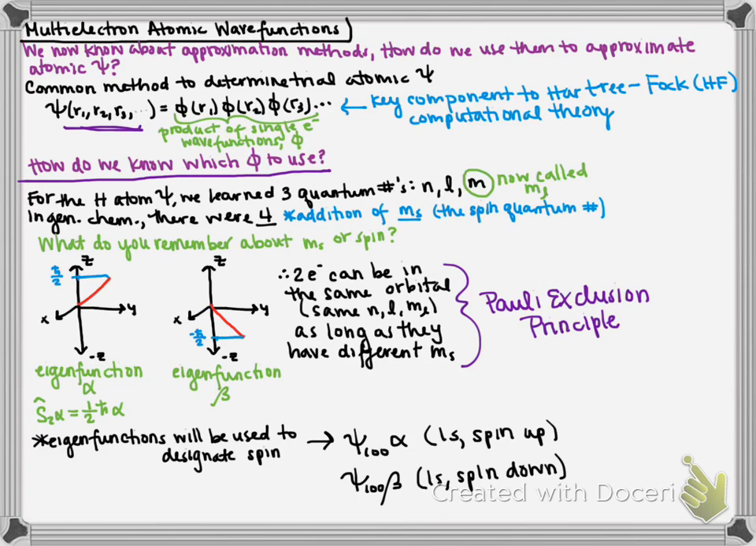Therefore, if we have a 1s electron that is spin up, like this one, we would call that psi 100, so this would be our 1s hydrogen atom wave function times alpha. That would be a 1s spin up electron, whereas below that we have psi 100 beta, which would be a 1s spin down electron.